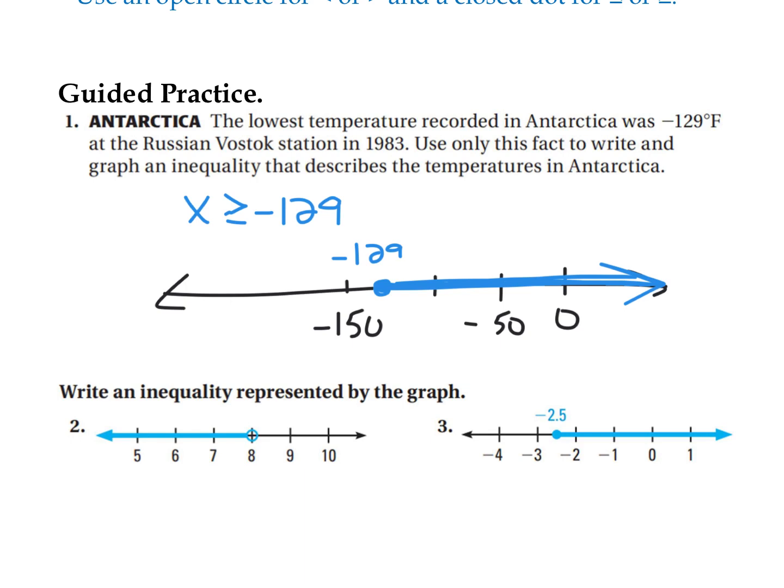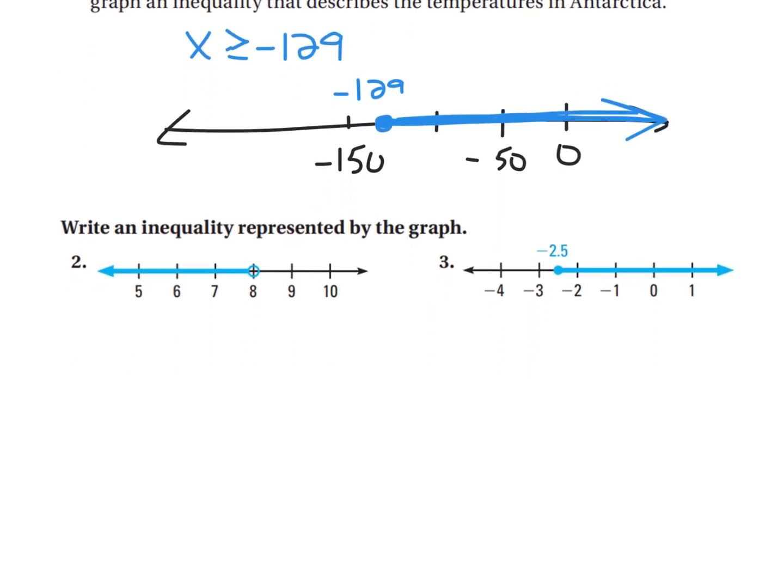So write out an inequality that goes with that situation. Know if you want to be greater than or less than the number, and then also whether you can include that number. In this case, we can include the negative 129 because that was a temperature, so that's part of our solution.